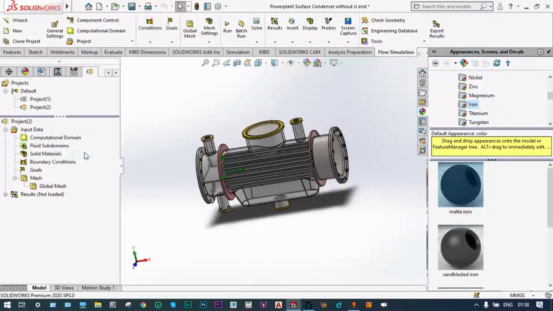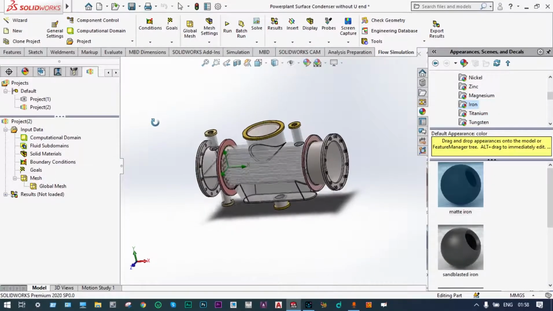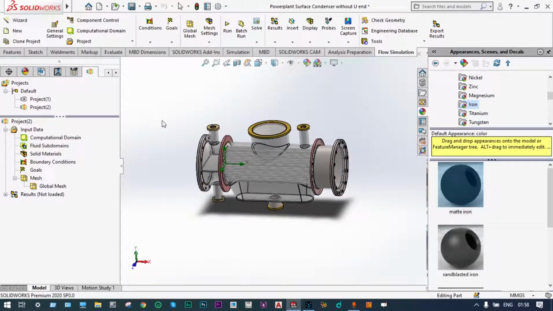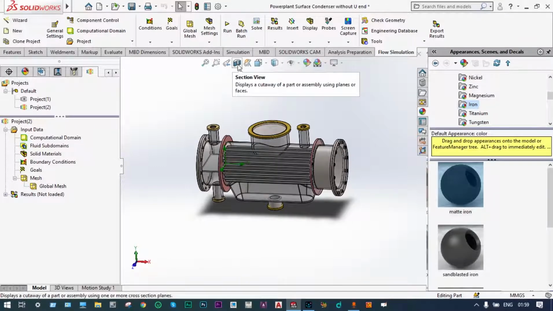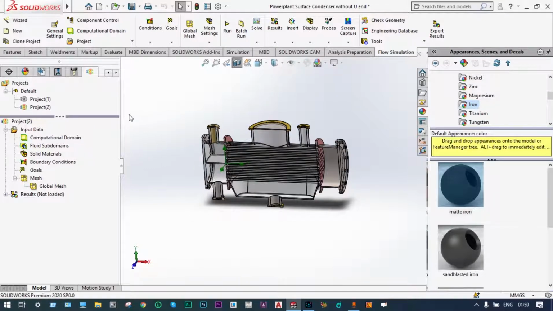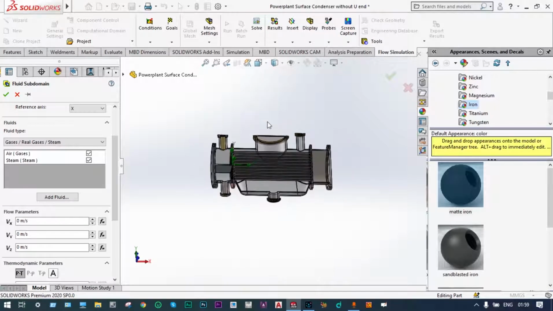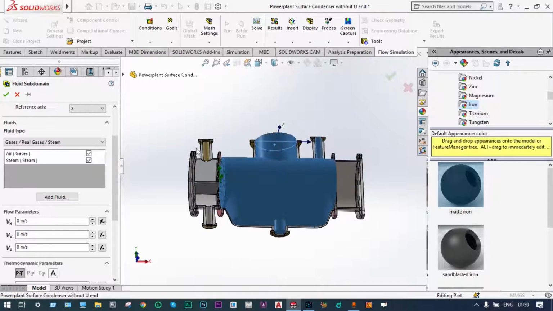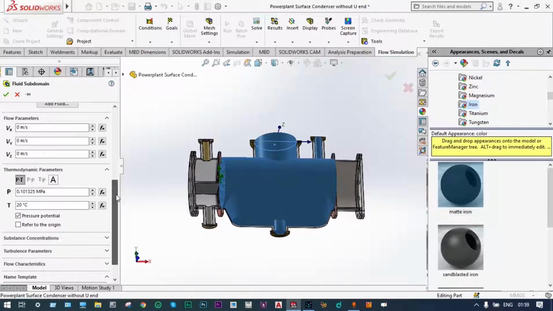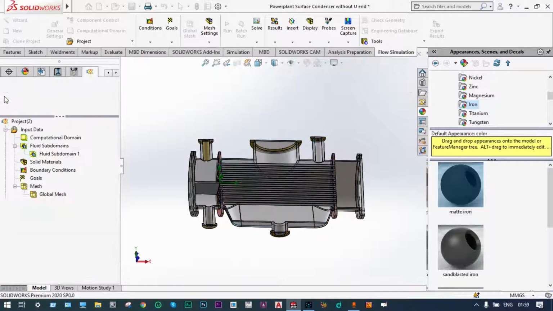We have to apply fluid subdomains. And for application of subdomains and boundary conditions, it is better to have a segmented view of this model. So we'll cut it along front plane. Let us see the fluid subdomains. Insert fluid subdomain. We have to supply steam from this location. So we have to select that location. And the thermodynamic parameters of steam will be 100 degrees centigrade. We'll supply steam at 100 degrees centigrade. So the domain for steam is defined.